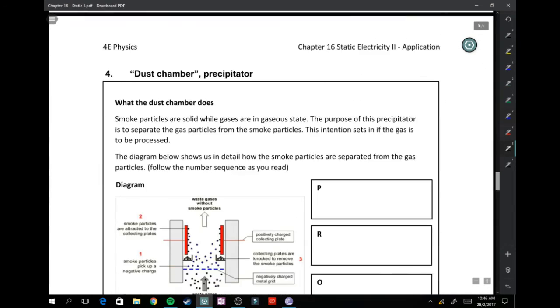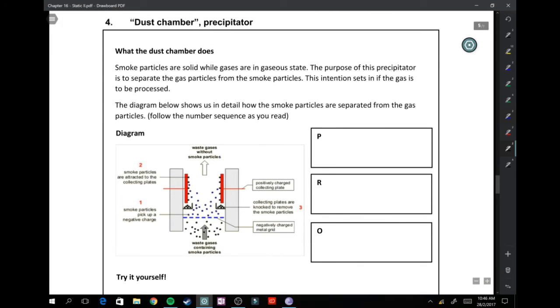Okay, now try the questions yourself again, and now we go to the dust chamber. Now the dust chamber, if you realize also, the gases are coming up in this manner. Okay, so take some time to read 1, 2 and 3. Actually the answer is already here. So smoke particles will pick up a negative charge from this plate, from the blue color plate, so that the smoke particles are now negative. Now when the smoke particles pick up a negative charge in this manner, these red color plates, these red color plates, they are positively charged. Okay, so these two, they are positively charged.